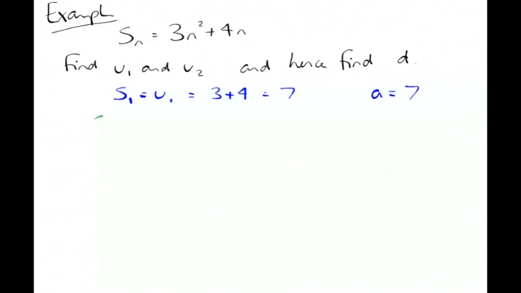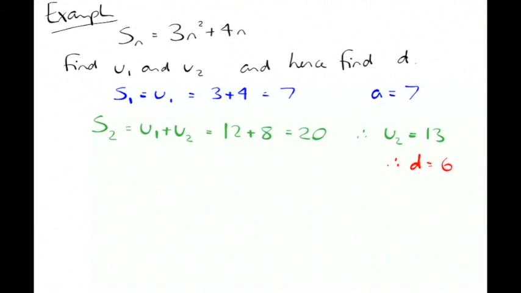The sum of two terms is just the first term plus the second term. So if we stick in 2 into our formula, we get 2 squared is 4 times 3 is 12, plus 8 is 20. So the first term plus the second term is 20. The first term was 7, so the second term's got to be 13. That tells us the common difference between 7 and 13 is going to be 6.